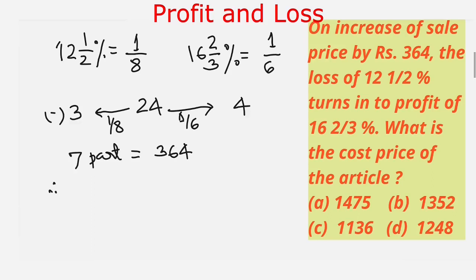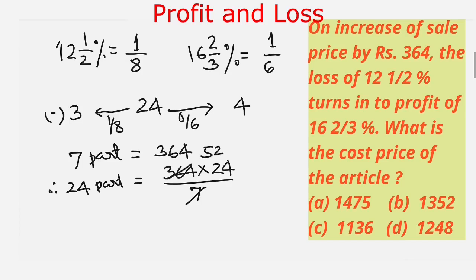Therefore our cost price is 24 parts, equal to 364 multiplied by 24 divided by 7, and 7 cancels 364 for 52 times, and 52 multiplied by 24 gives us 1248.